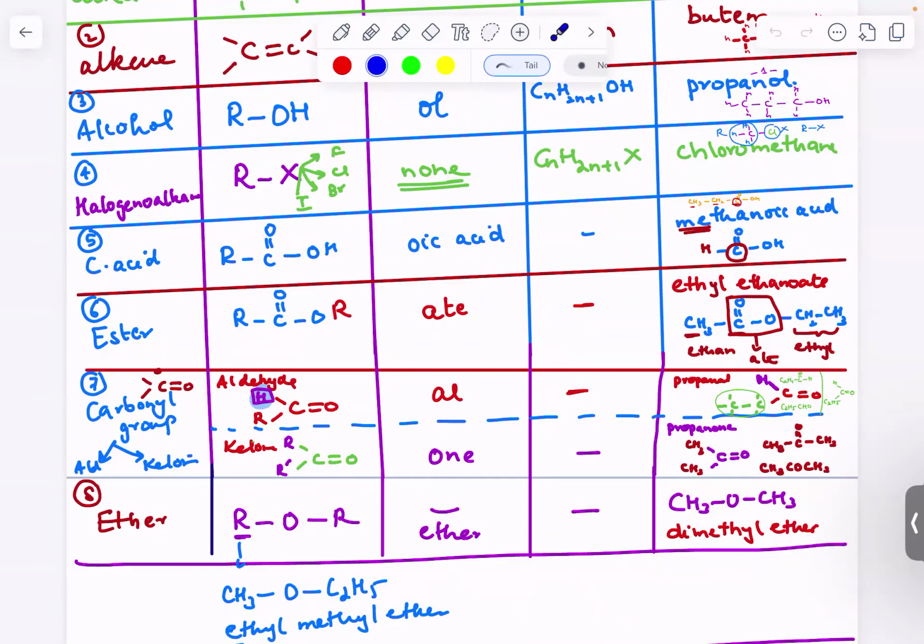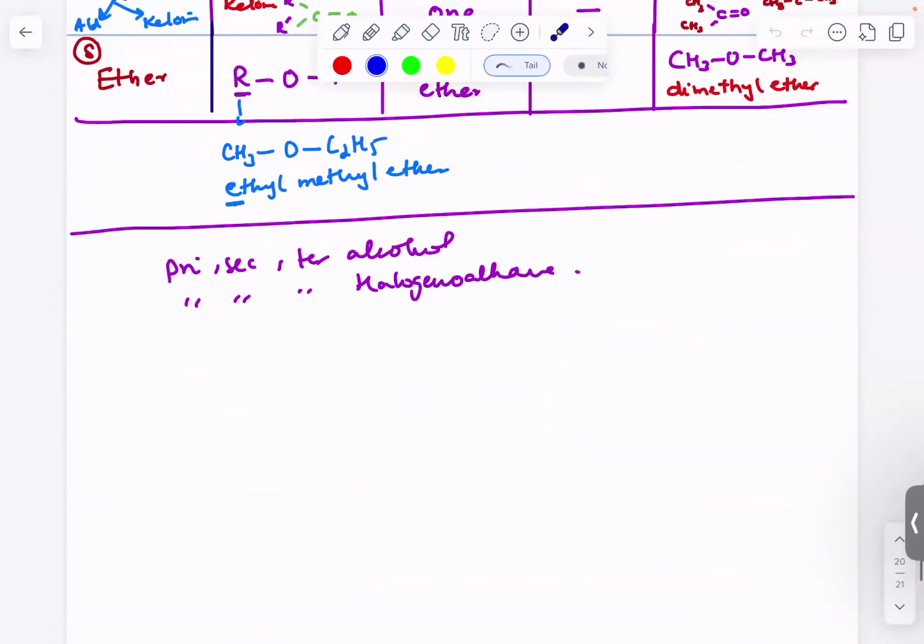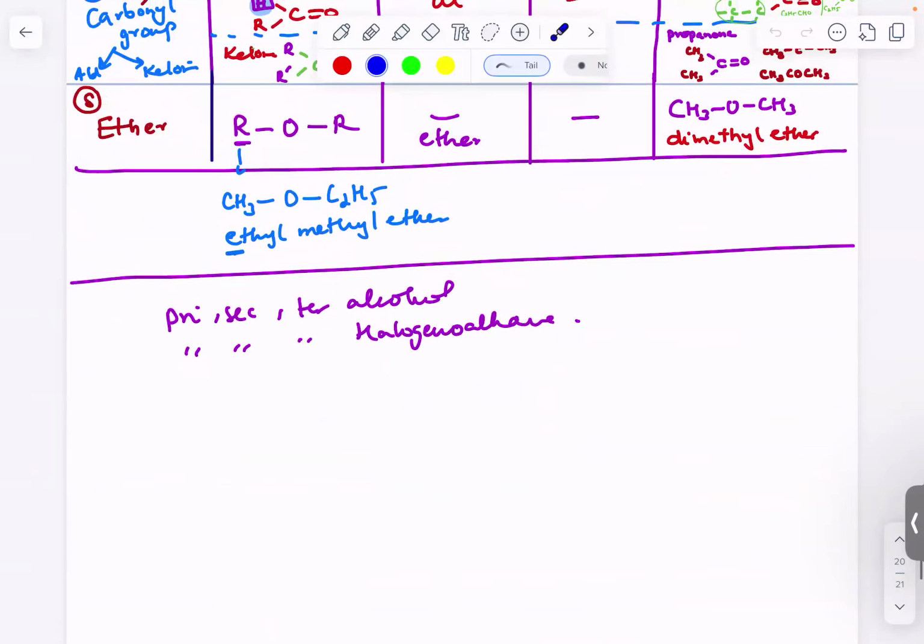Today we are going to start the topic of primary, secondary, and tertiary alcohols and halogenoalkanes. I wrote it just for the introduction. I thought we didn't do that, so I wrote it so that next time when we start our class, that would be the first thing to do. I'm going to do this, and after that, we will start chapter number 12, the topic related to alkanes.